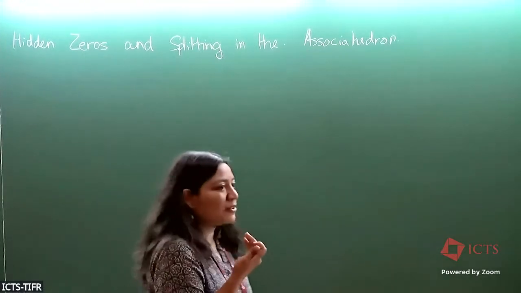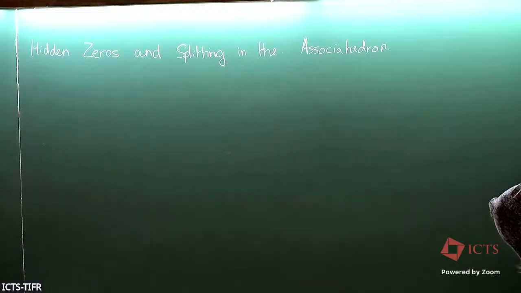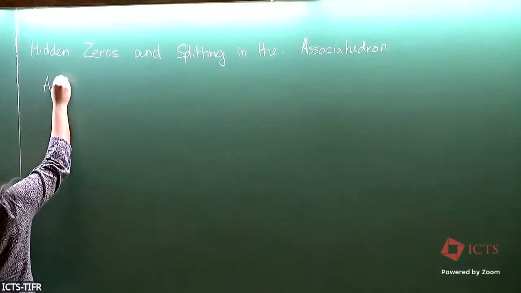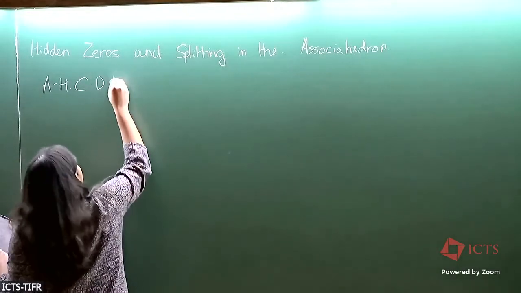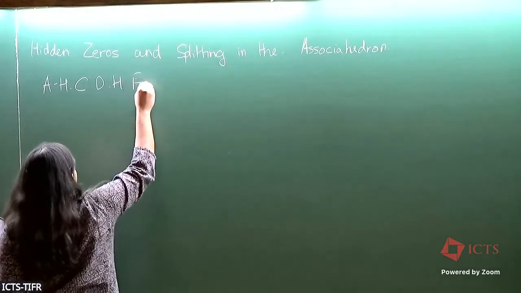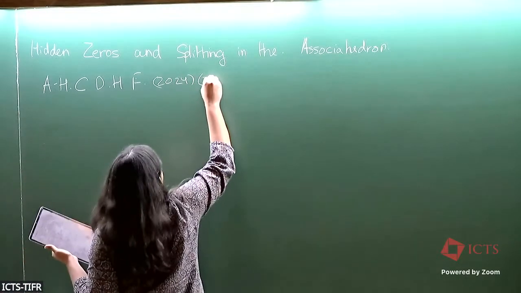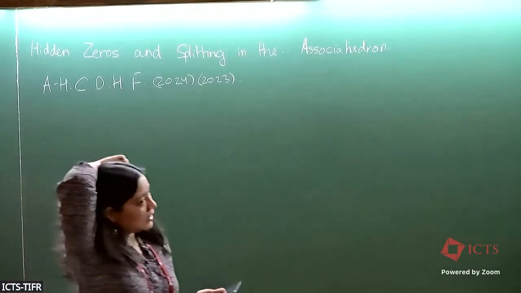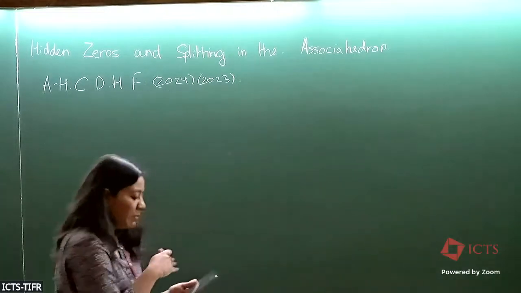So I wanted to talk about hidden zeros and splitting in the Associahedron. Most of this talk will be based on recent work by Arkani-Hamed, Jin Dong, Songhe, and Carolina Figueredo. This is 2024 and 2023. And then towards the end, I will try and incorporate things that I've been thinking about related to such topics.